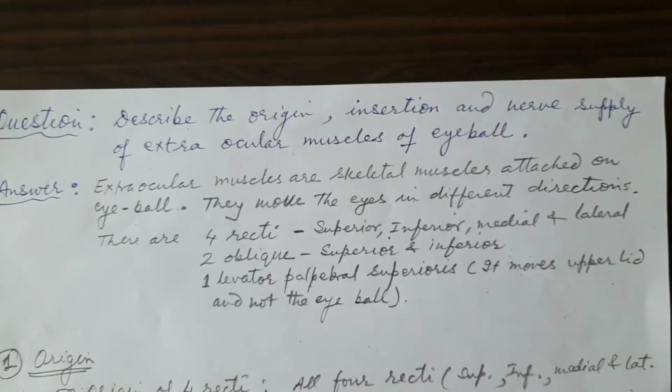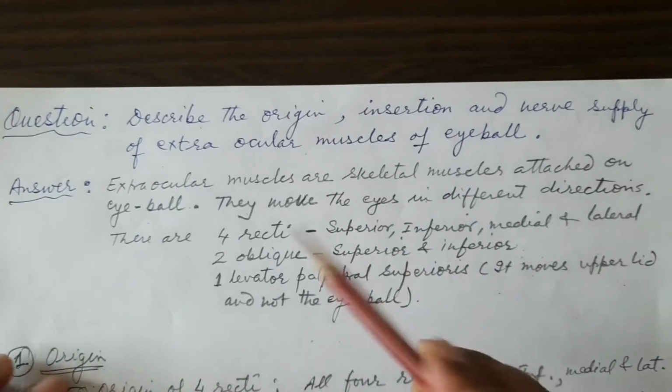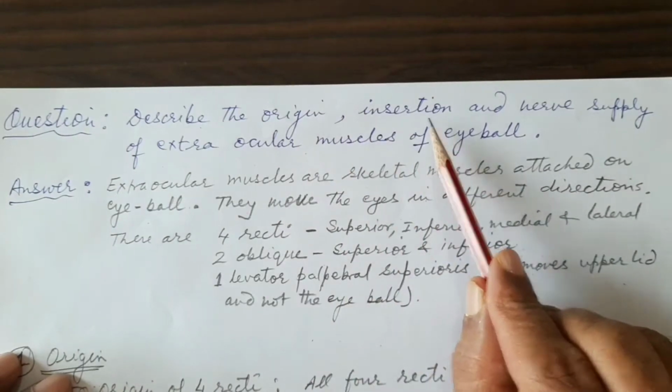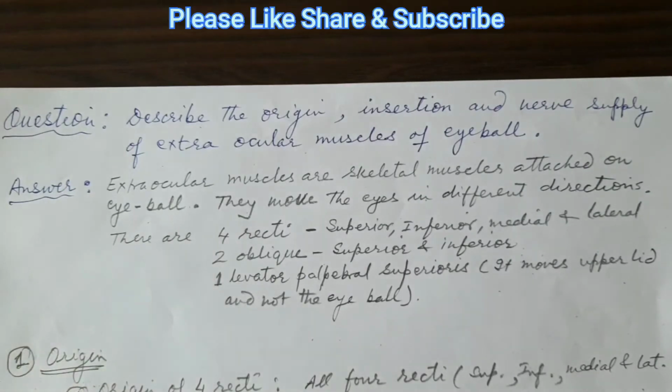Very good morning, students. This question is on the extraocular muscles. Describe the origin, insertion and nerve supply of the extraocular muscles of the eyeball. Extraocular means these are the muscles located outside the eyeball and attached to the eyeball. They move the eyeball, so they are voluntary or skeletal muscles.